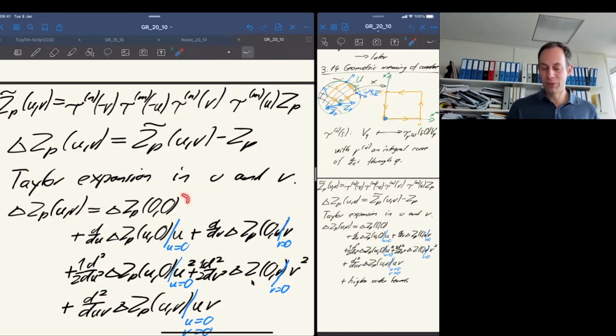So all these terms vanish here because the derivatives are 0. And this is anyway 0 because this corresponds to just no path at all. And so if I have no path at all, then z tilde is just equal to z. And therefore the difference is 0.